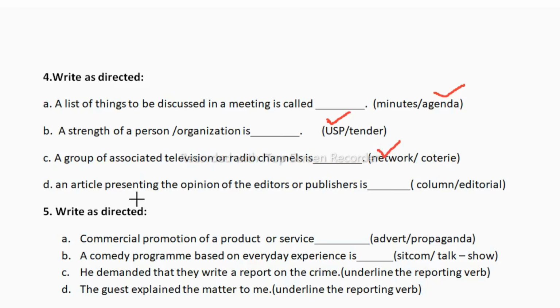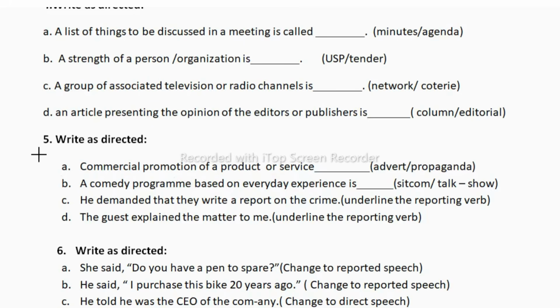Next one, an article presenting the opinion of the editor or publisher is column or editorial. First of all, let's see the meaning of column. Column is nothing but a printed or written vertical arrangement of items. And editorial is nothing but a traditional piece written in a literary style, that is called editorial. So that will be your correct answer, editorial, because it is an article presenting the opinion of the editor or publisher.